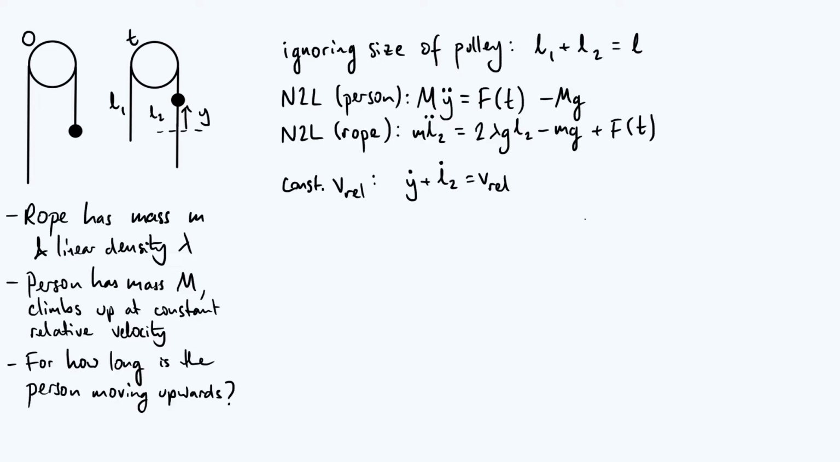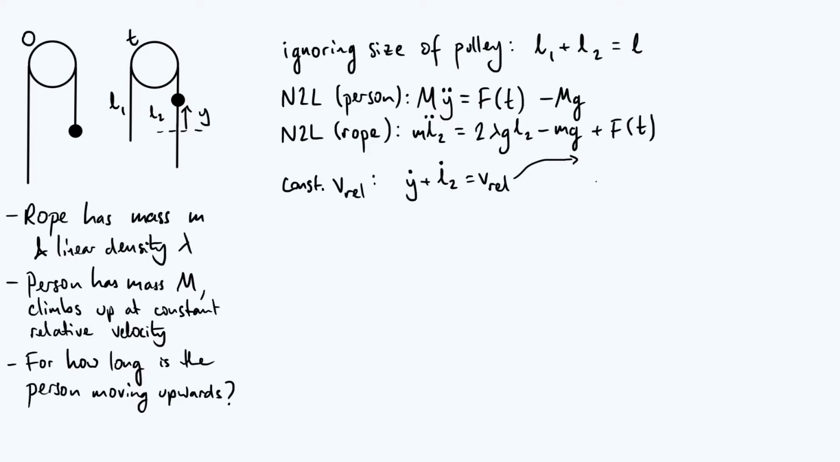And so this is sort of directly translating into equation form the fact that the relative velocity is a constant, but we can do some more useful things with this. In particular, you can differentiate it with respect to time to find a relationship between y double dot and L2 double dot, which is useful because those appear in the equations of motion, right?